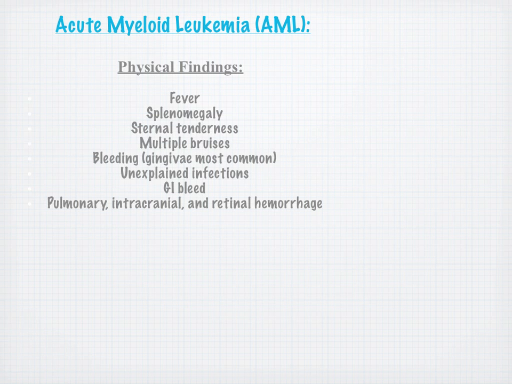Physical findings: fever, splenomegaly, sternal tenderness, and that should be intuitive by now why a person may have an increased spleen and a sternal tenderness. Start thinking extramedullary hematopoiesis. Multiple bruises and bleeding should be intuitive when we think about the decrease in platelets. Unexplained infections, well, that should also be intuitive when we think about what white blood cells do for us. The GI bleed and the pulmonary, intracranial, and retinal hemorrhages, again, could be explained by the platelets.